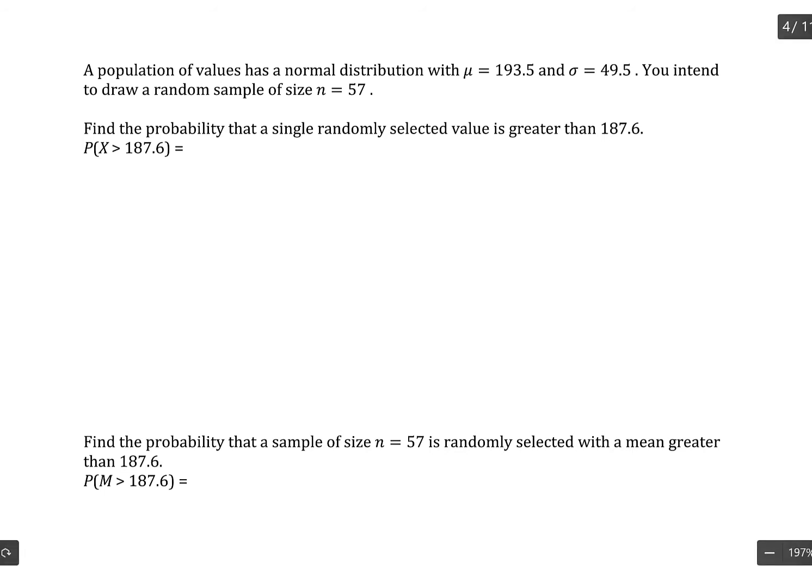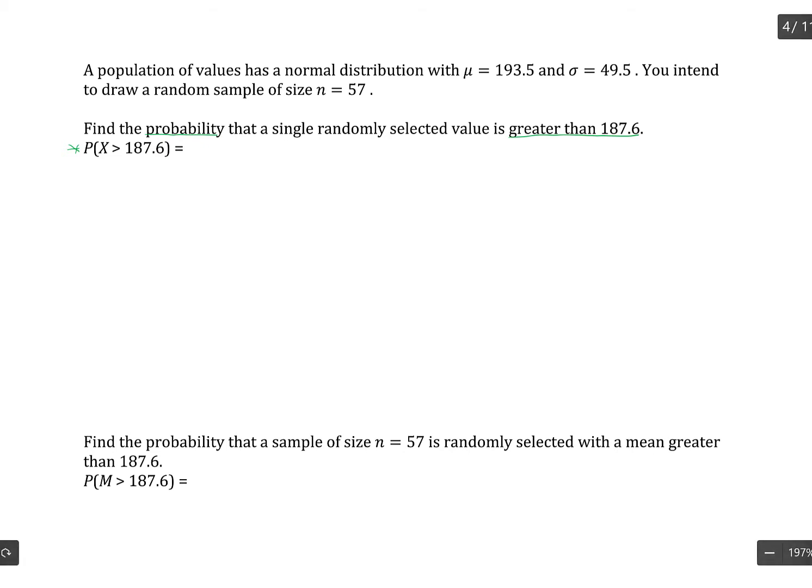So we have to find a probability, and we're trying to find the probability that a randomly selected value is greater than 187.6. So that's what this notation here is indicating to us. So a randomly selected value is more than this specific number.